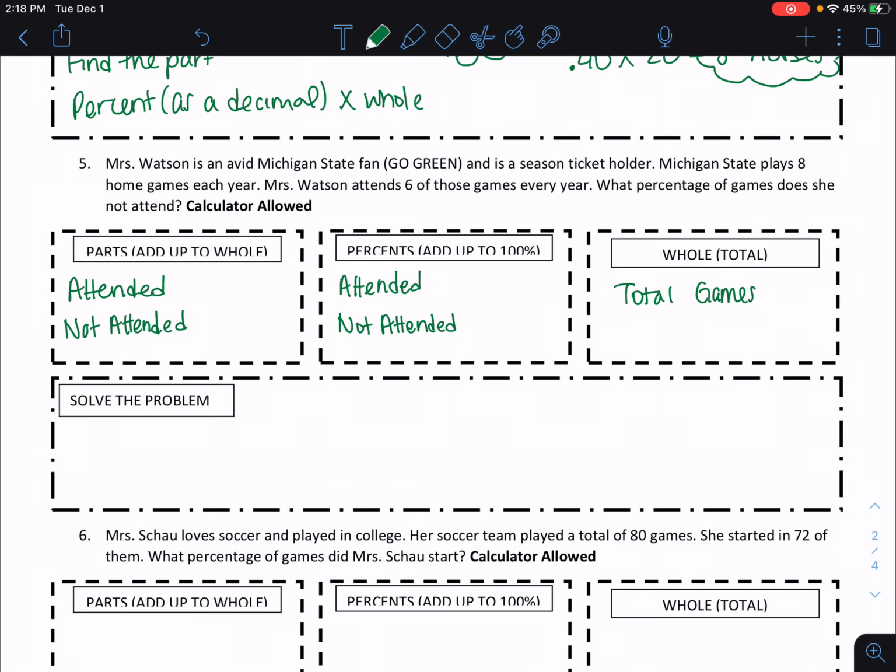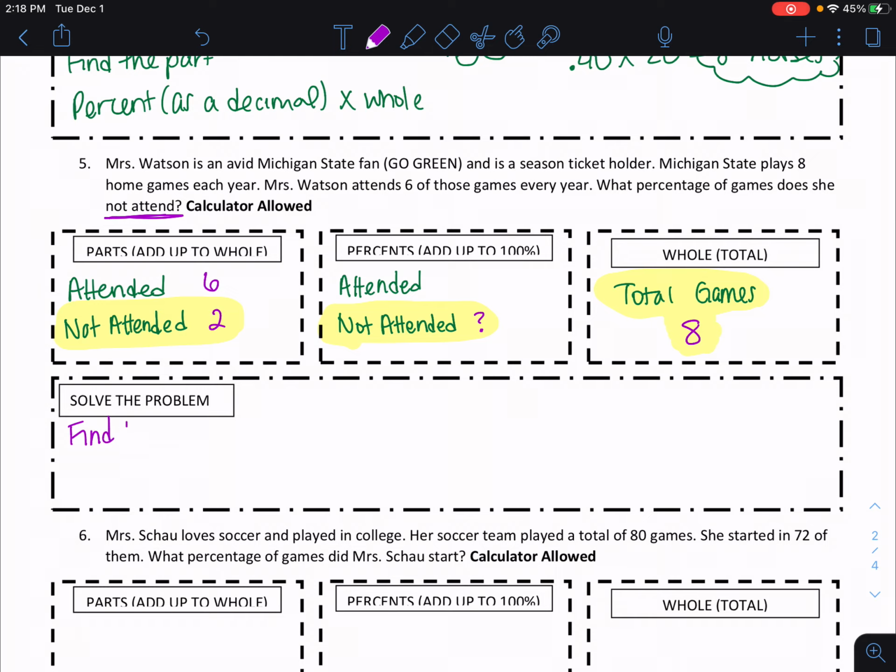Michigan State plays 8 home games each year. So if they play 8 home games, that's the total number of home games. And I attend 6 of them. Well, if I attend 6 of them, then I did not attend 2 of them. What percentage of games does she not attend? So which ones do I not go to? So when I highlight my question mark, I'm using the not attended, so I have to use the not attended to find my answer, and then total games has to be highlighted because it's the only thing in that box, and I have to have one thing highlighted in each place.